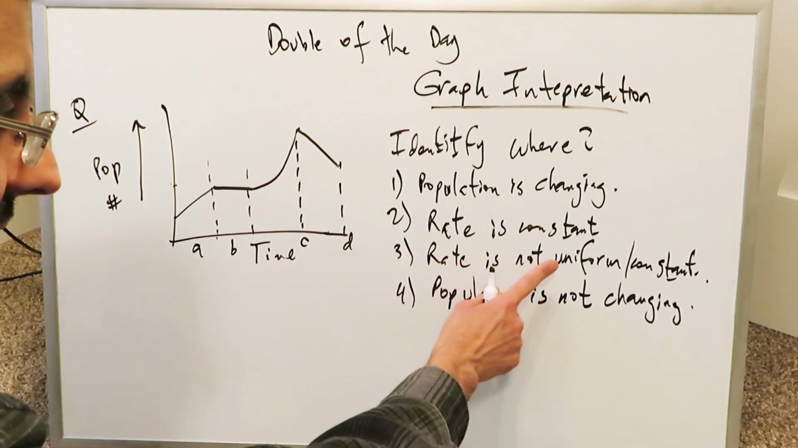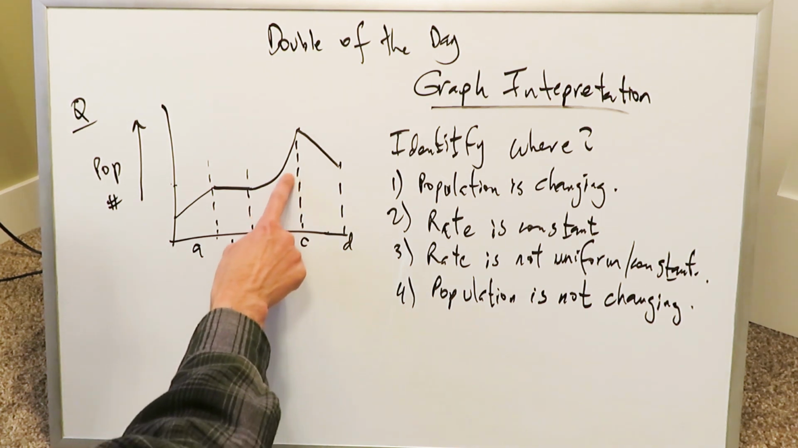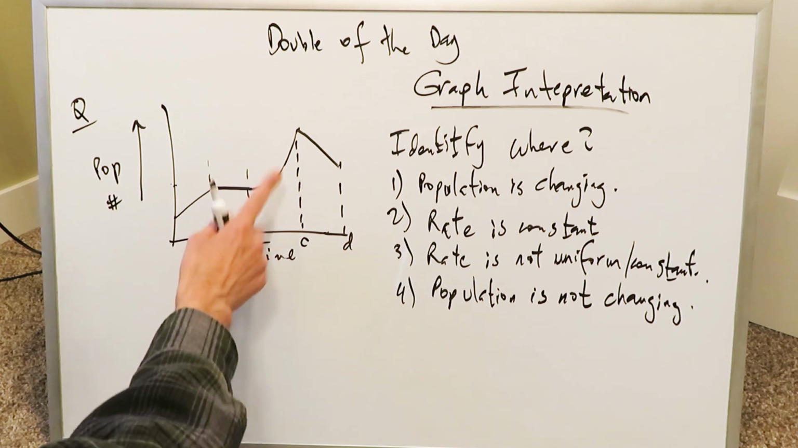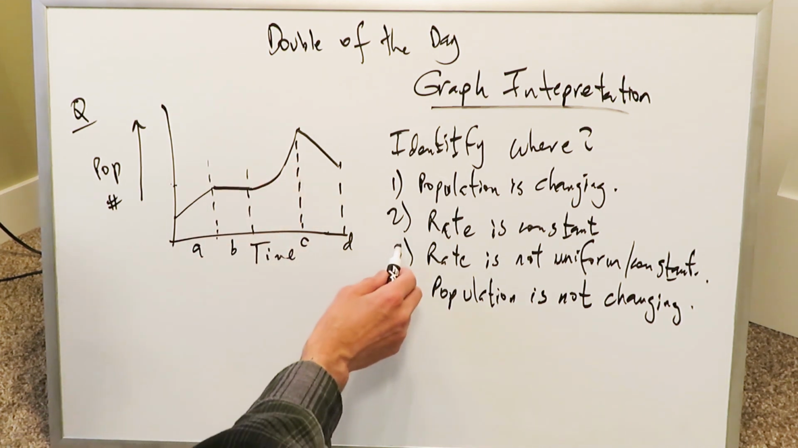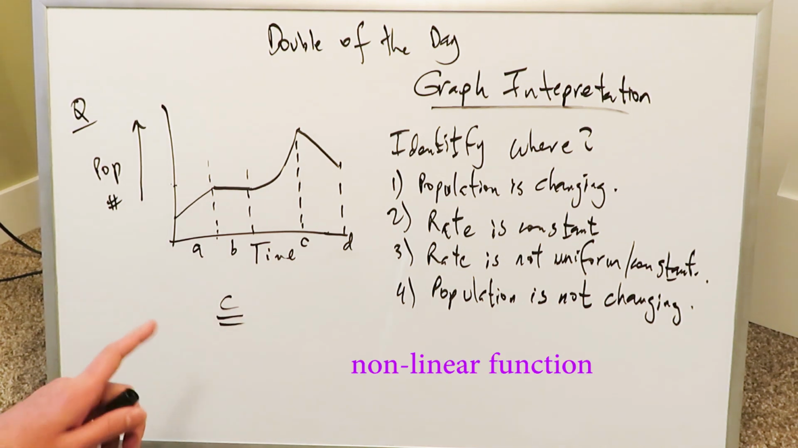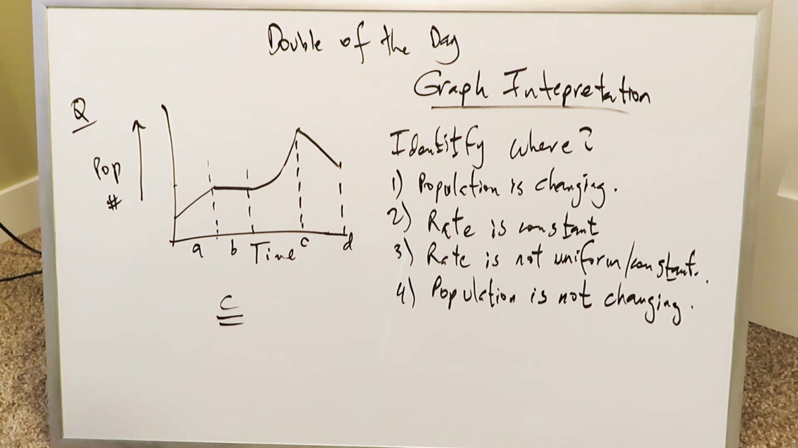And now number 3, rate is not uniform and not constant. So where in this specific function do we see that the rate is not uniform and not constant? It would have to be right here, this exponential portion where you have an ever increasing rate of change, where the slope itself is changing based on where you are in that interval. The answer to number 3 would be C because it's an exponential function. The rate is always changing, it's never consistent, it's never uniform.